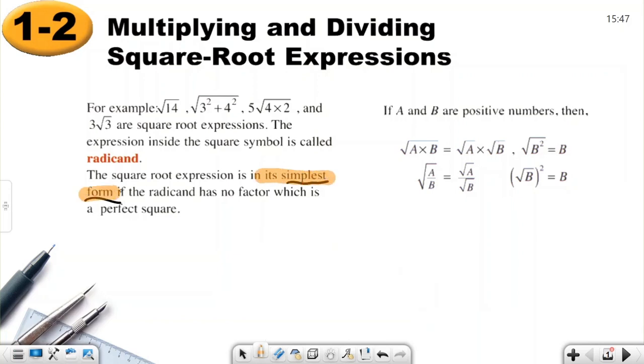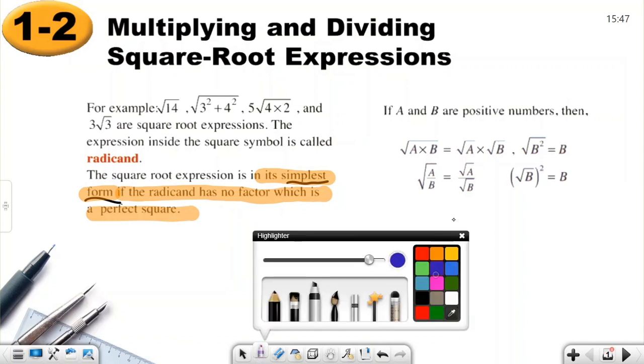It is in its simplest form if the radicand has no factor which is a perfect square. So if there is a perfect square factor, we can simplify it. It doesn't look like fractions, but inside the radical sign, we don't need any perfect square factor. So there are some rules about it.